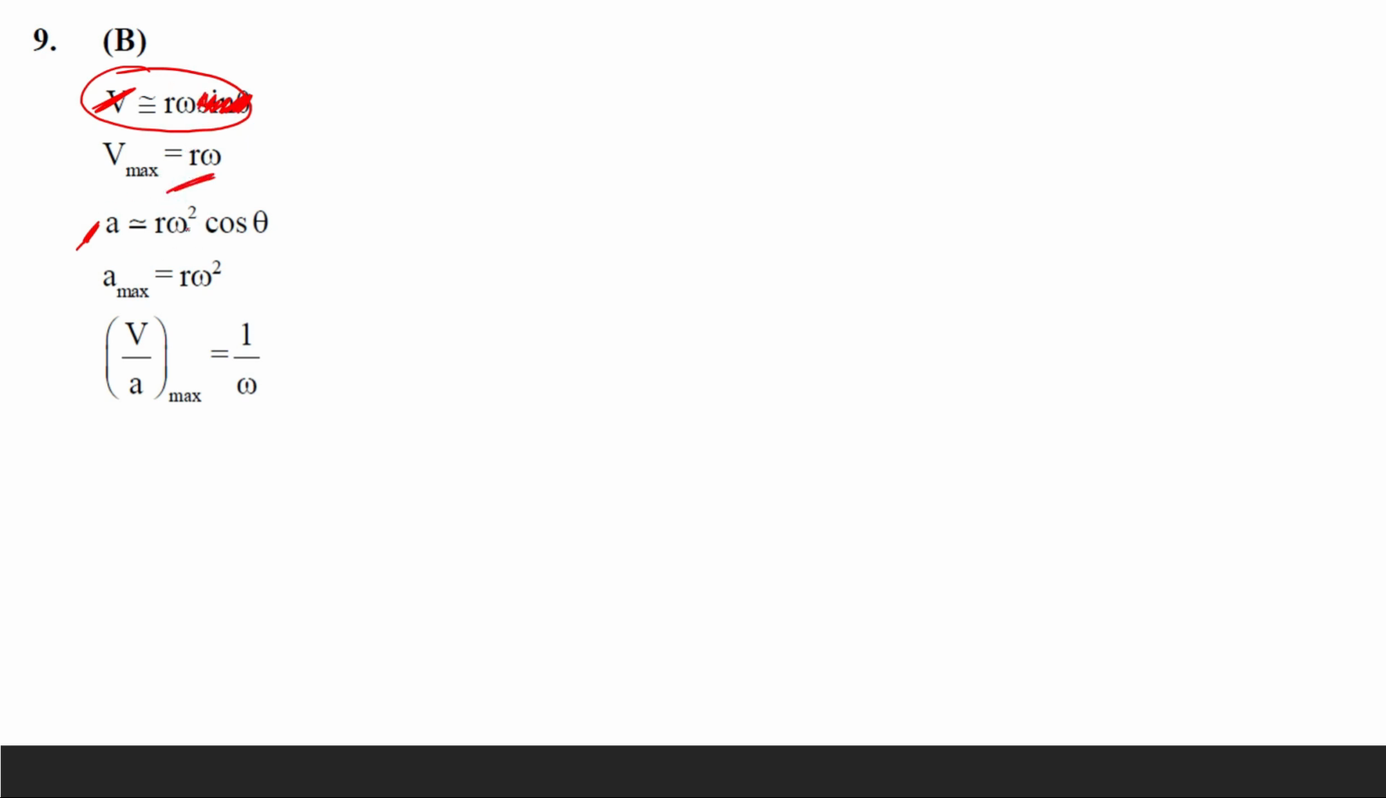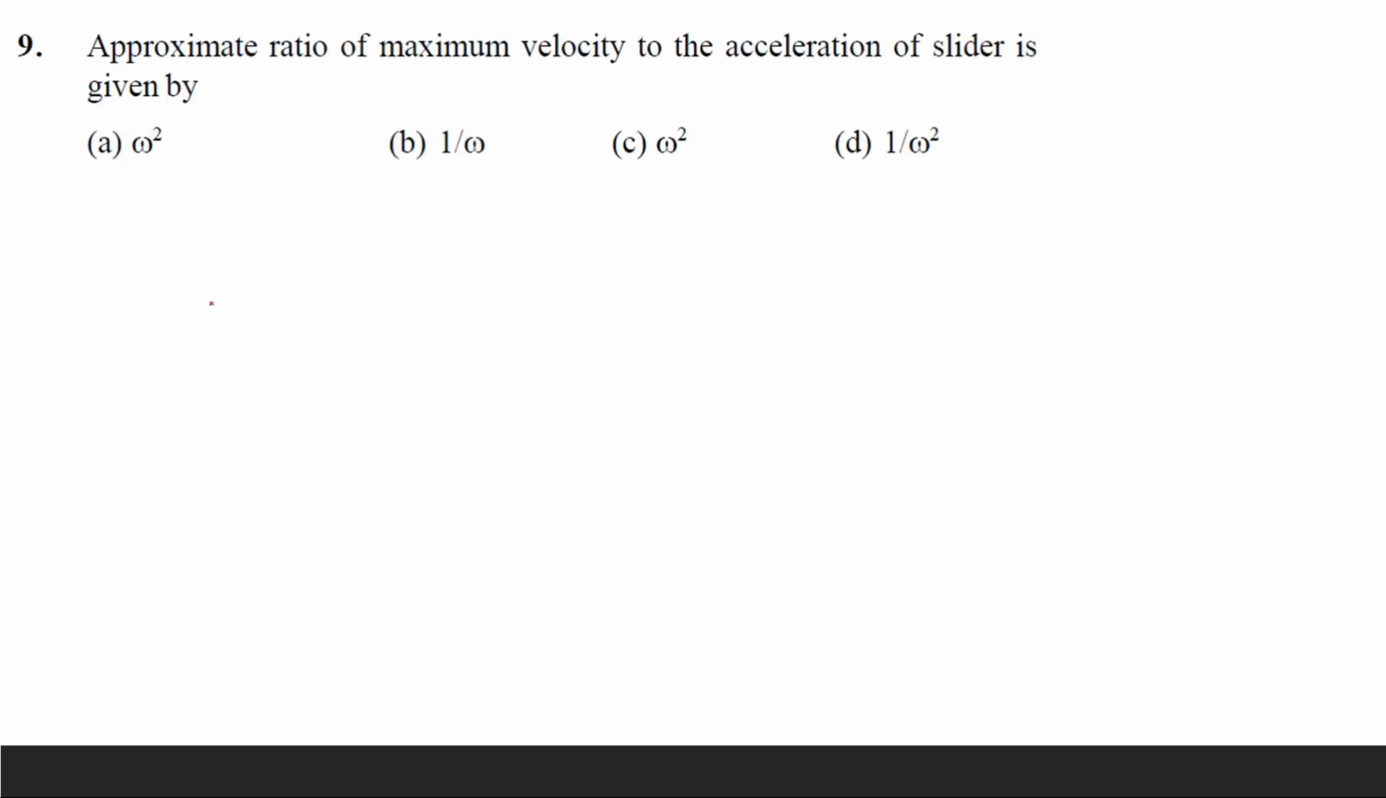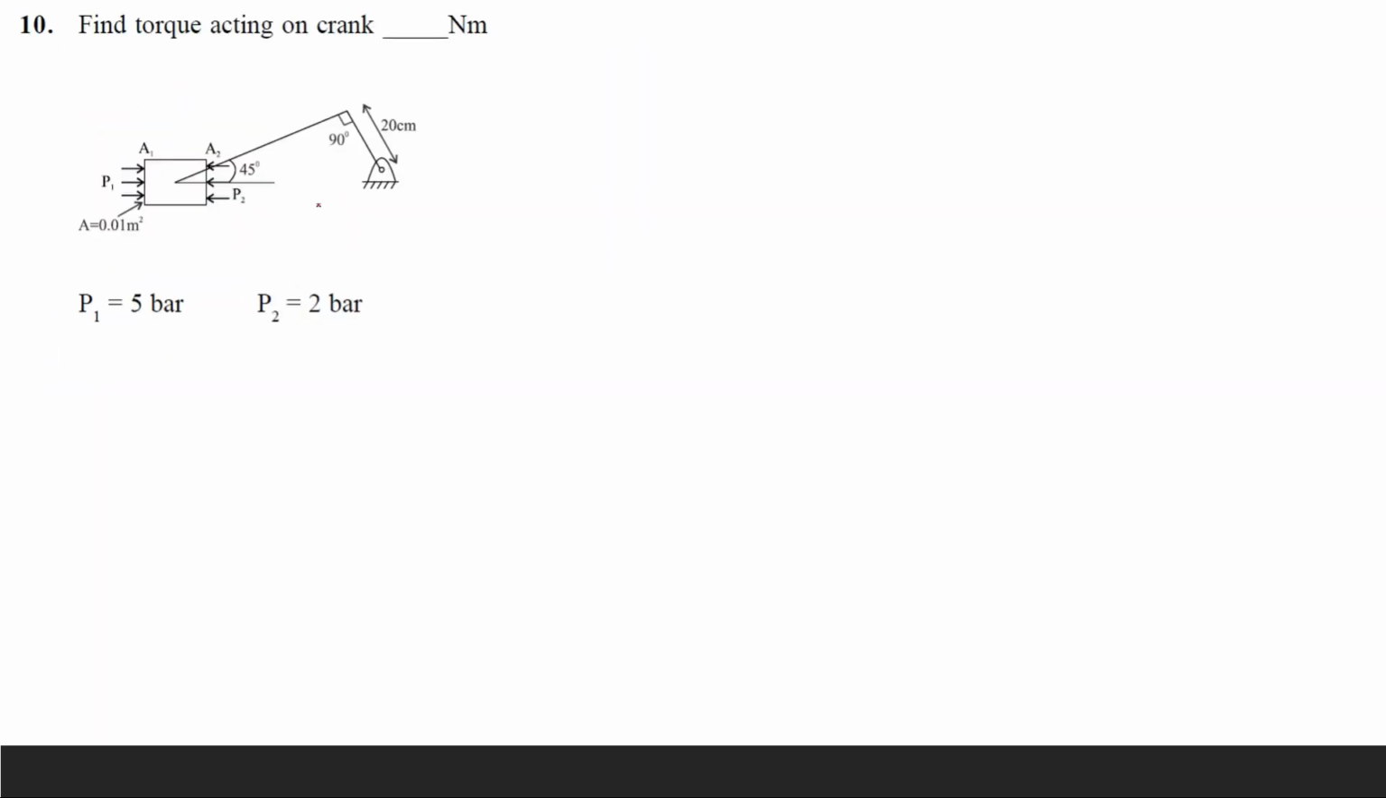This is the maximum value of acceleration. When can it be maximum? When cos theta is maximum, and that is r omega square. When you divide, it becomes 1 by omega, that is option number B. So you can directly remember this relation also.